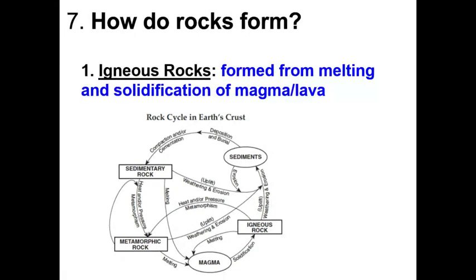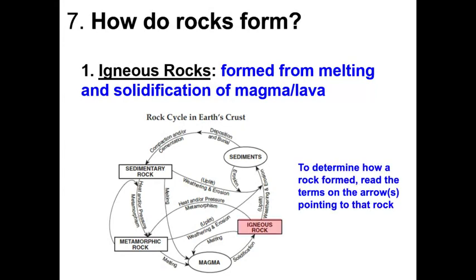So to cover igneous rocks. Igneous rocks are formed from the melting and solidification of magma or lava. And we'll see igneous rocks on the bottom right-hand side here. So to determine how the rock formed, we're going to read the arrows on the diagram pointed to that rock. So when we look at the igneous rock box, there is only one arrow going to it. Okay, we're going to follow that pathway. Okay, first it must go through melting.